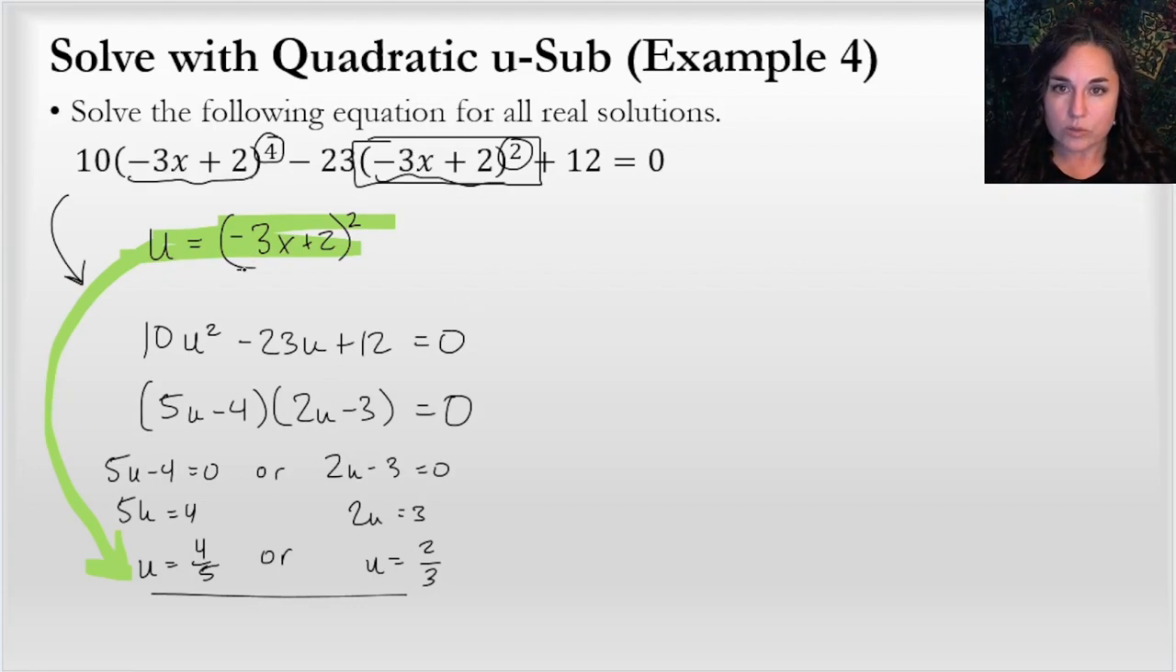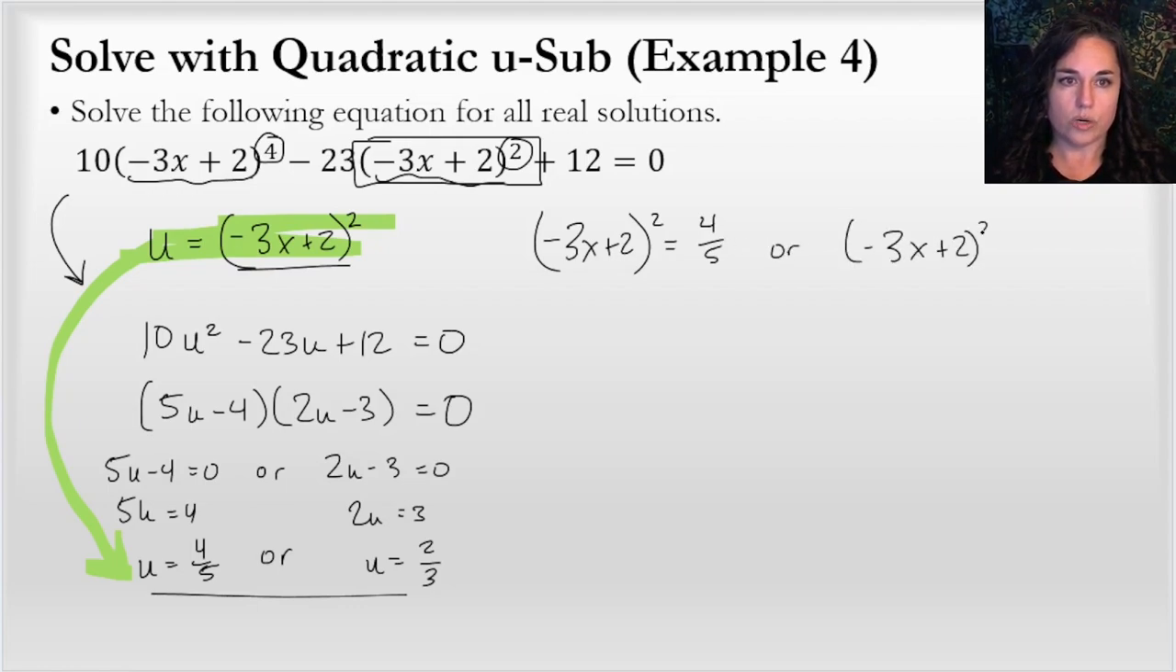So if u is equal to this stuff and u is equal to these numbers down here, I still have some algebra to do. I'm going to say that (-3x + 2) quantity squared equals 4/5, or (-3x + 2) quantity squared equals 2/3. Now I'm going to solve for x for both of these. I'm going to solve down. In order to isolate, I need to take the square root and then remember to take a plus or minus.